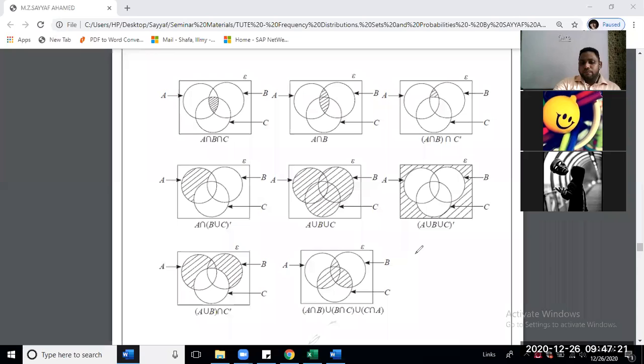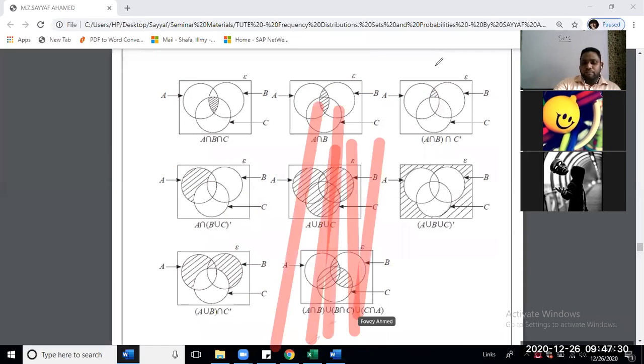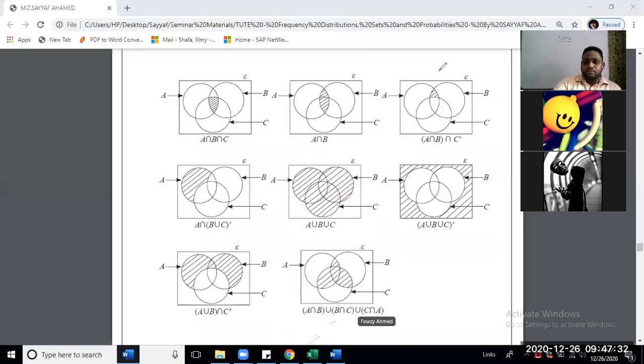And the last one, A union B, sorry, A intersection B union with... Fauzi Ahmad, I have to block you from the class.